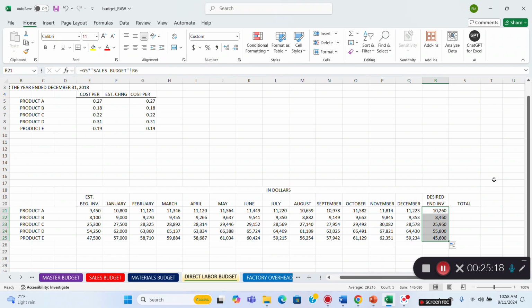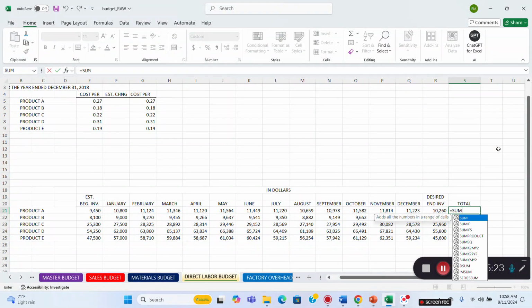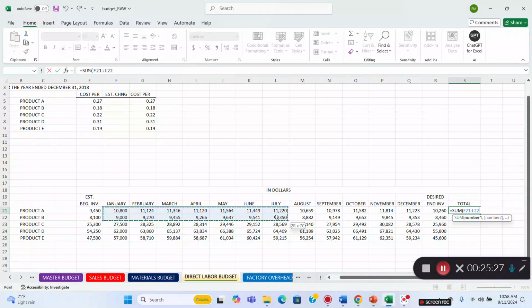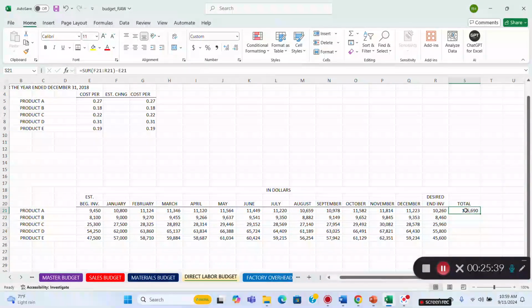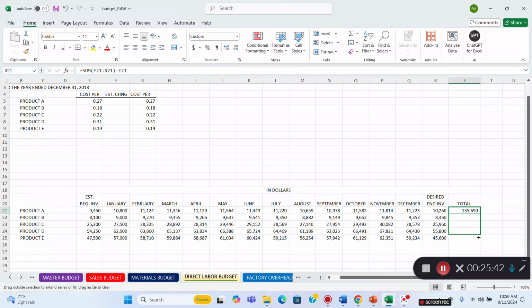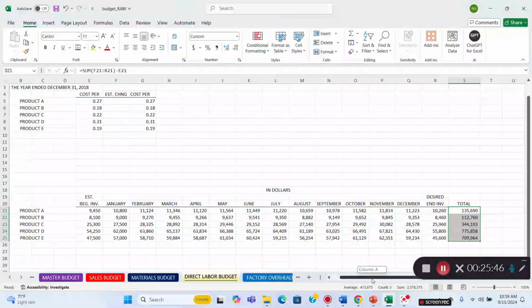The computation is the same as it was before. It's equal the sum of all of the months plus the desired ending inventory minus the beginning inventory. This guy. And now that number, bringing it down. Okay.